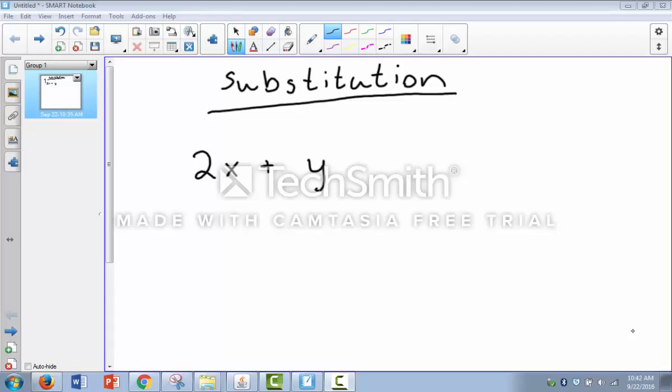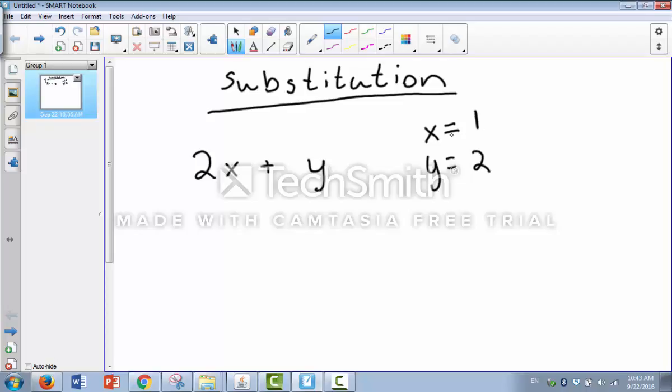Okay, substitution. Start with a fairly simple equation like this, 2x plus y. In substitution, they're going to tell you what the letters are. So 2x means 2 times x. So whatever number we put in, we're going to multiply and then plus y. So let's just start with 1 and 2.